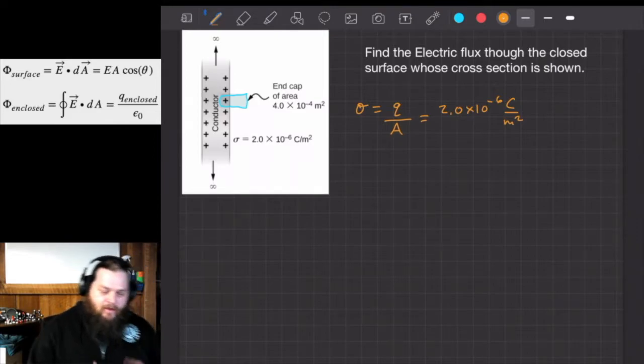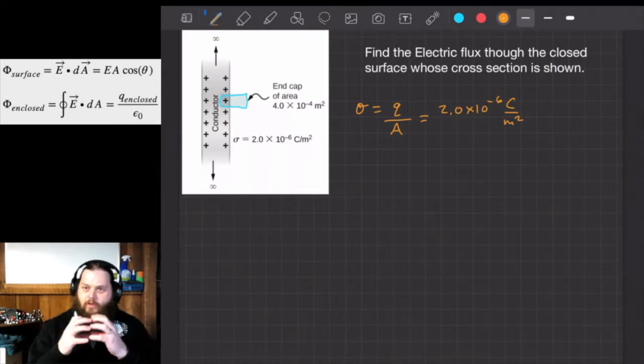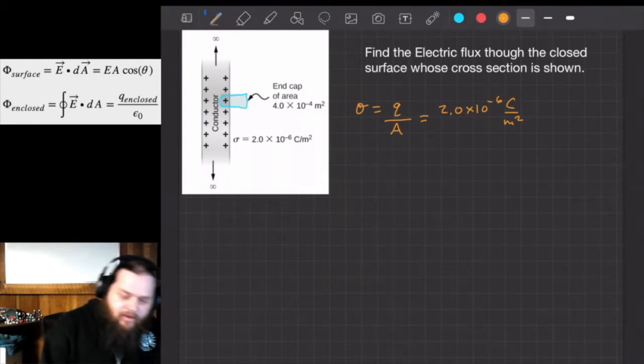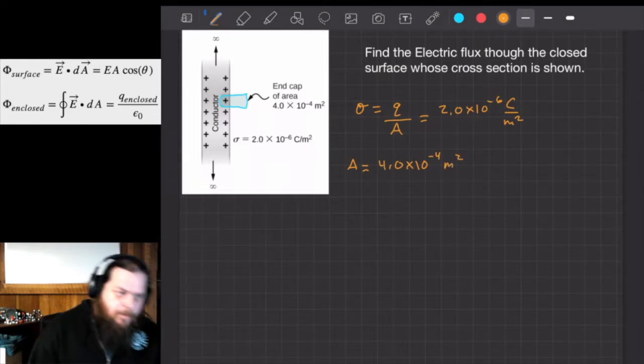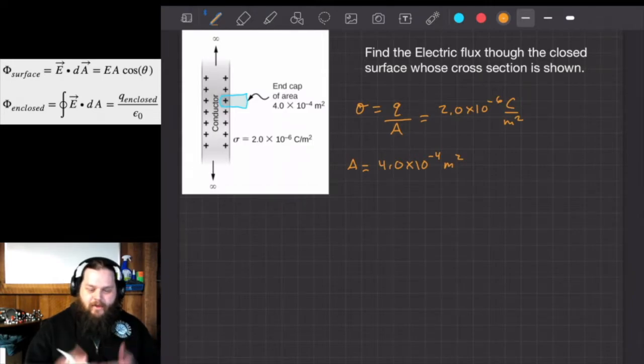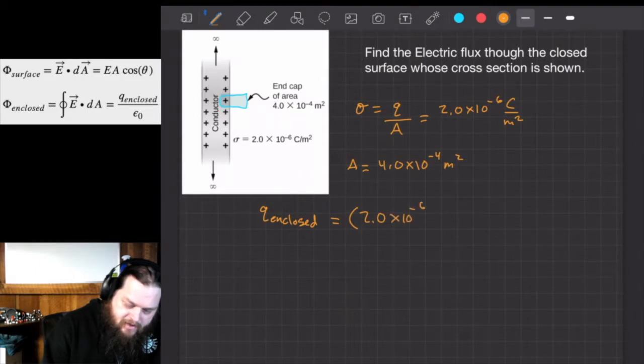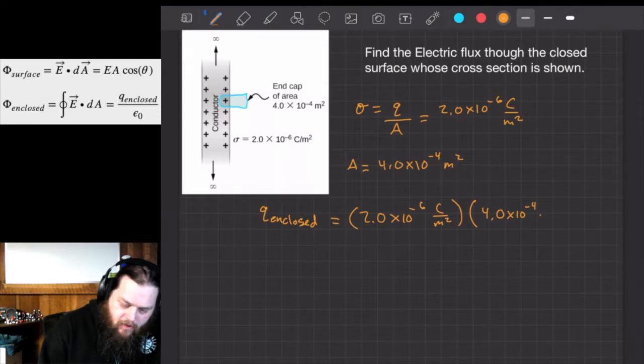And to use Gauss's law for this, we have to find the enclosed charge for that area. And in this case, the area they're giving us is equal to 4.0 times 10 to the negative 4 meters squared. So to find that enclosed charge, we really just multiply those two values together. So I can say that the charge enclosed is equal to 2.0 times 10 to the negative 6 coulombs per meter squared. We're going to multiply that by 4.0 times 10 to the negative 4 meters squared.